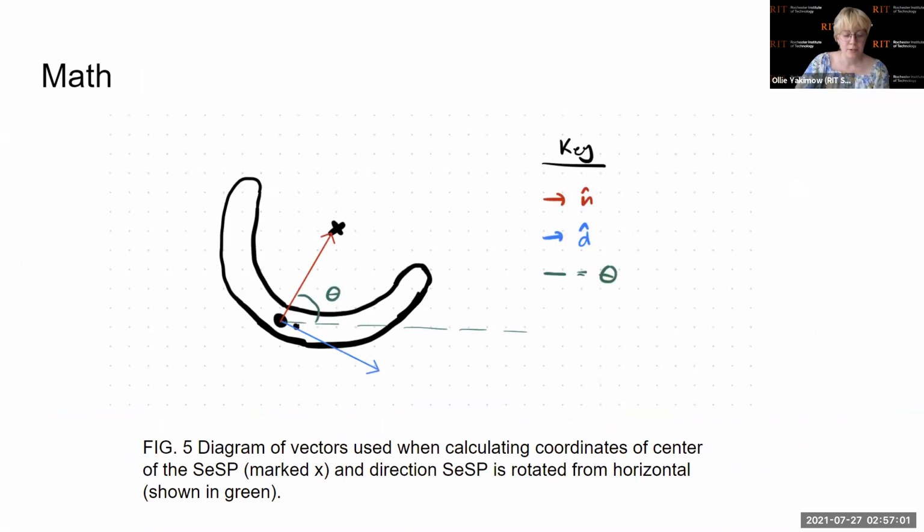In order to analyze the motion of the SeSP, we need to pay attention to several details. To properly track how the SeSP is moving translationally and rotationally, we use parameters that are known thanks to the tracking program to find more useful information.